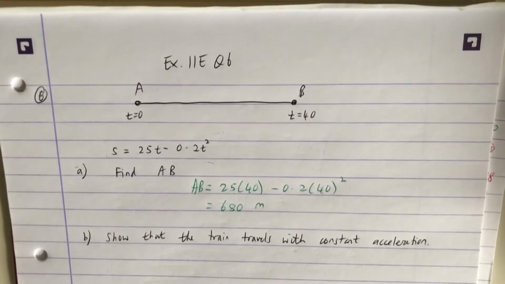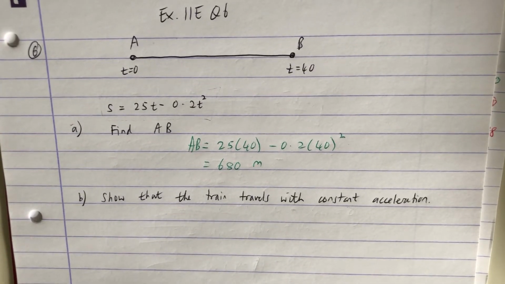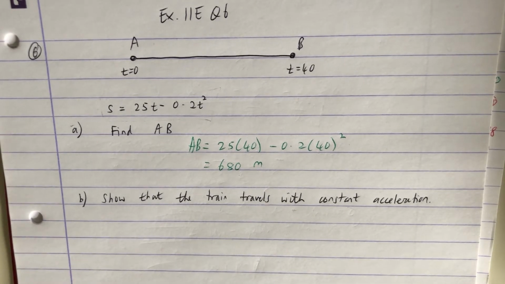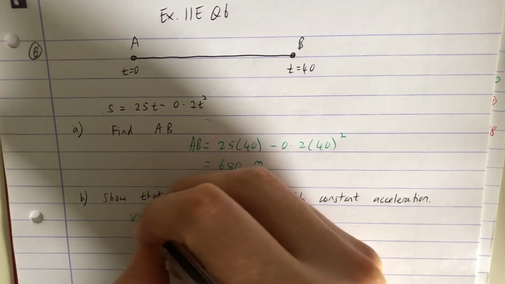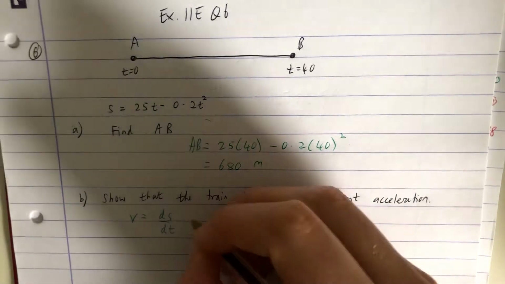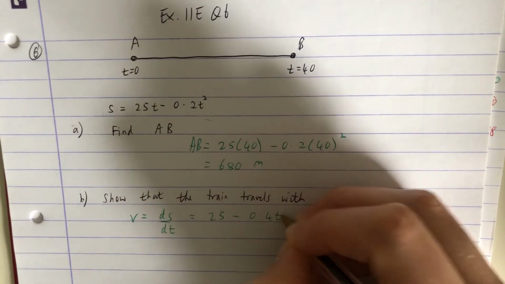Right, part B, you want to show that the train travels with constant acceleration. We've got a formula for s, or its displacement, and we would like a formula for acceleration effectively, so you need to differentiate twice. So velocity would be ds by dt, which would be 25 subtract 0.4t.